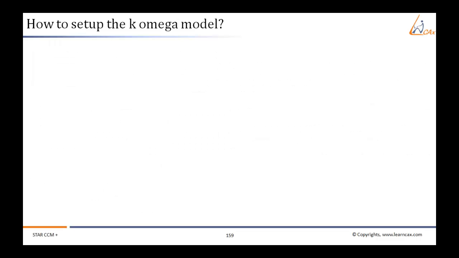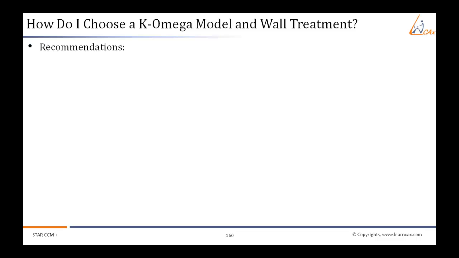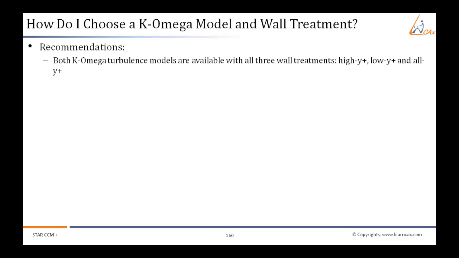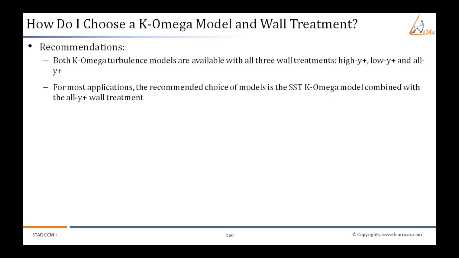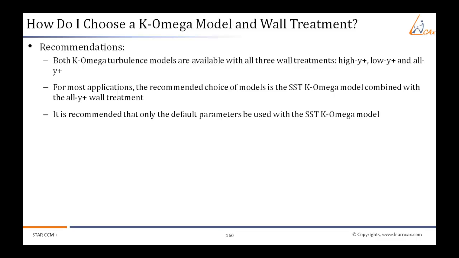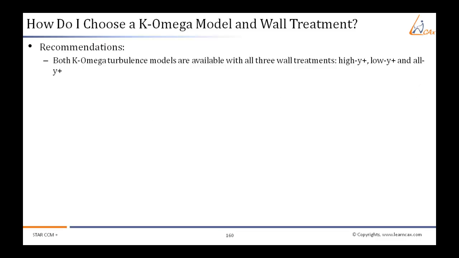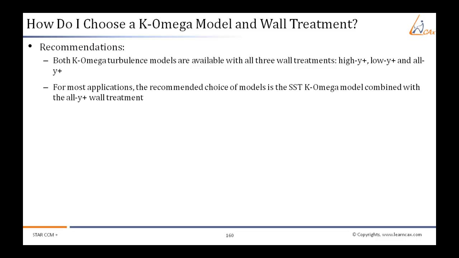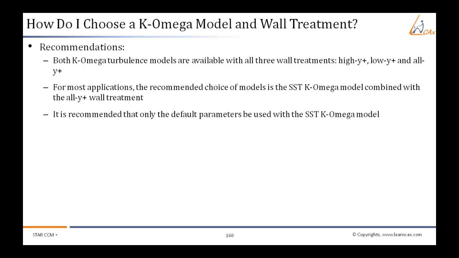Both K-omega turbulence models are available with all three wall treatments: high Y plus, low Y plus and all Y plus. For most applications, the recommended choice of models is the SST K-omega model combined with the all Y plus wall treatment. It is recommended that only the default parameters be used with the SST K-omega model.